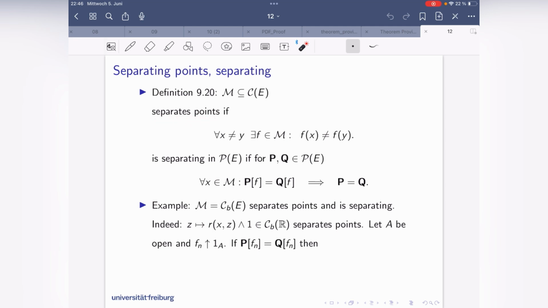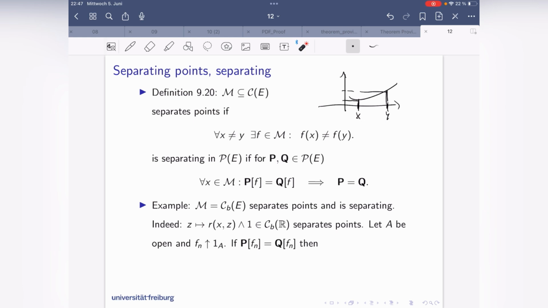So we have a set of functions, and we say that this set of functions separates points. Let me draw a picture. So we have a set of functions, which I cannot draw here. It separates points if you take any x and any y, you find a function which has different values at x and y. So for all x not equal to y, there is an f such that the function values are different. So that means separates points.